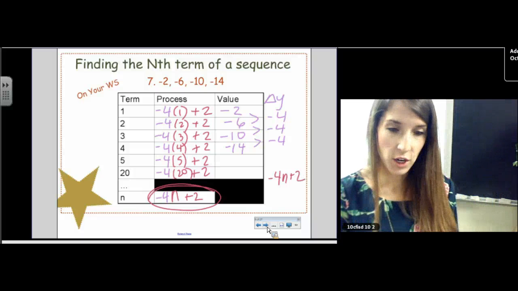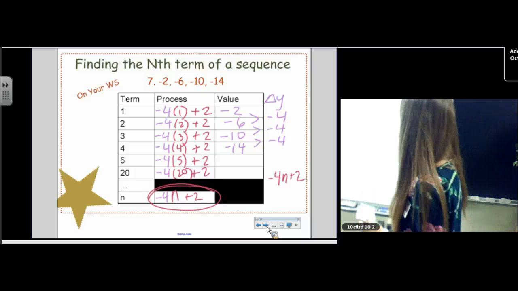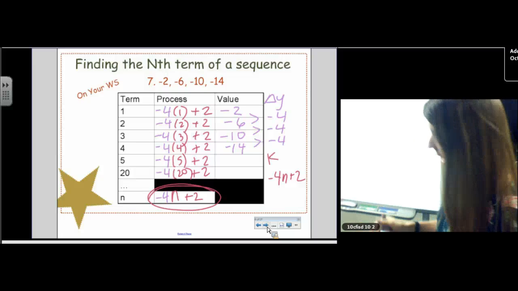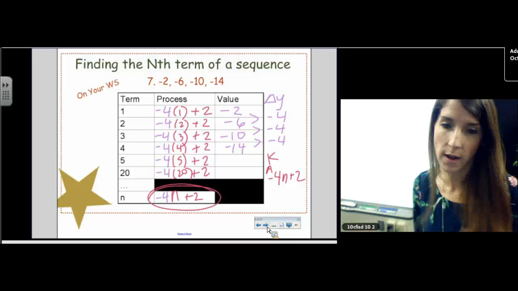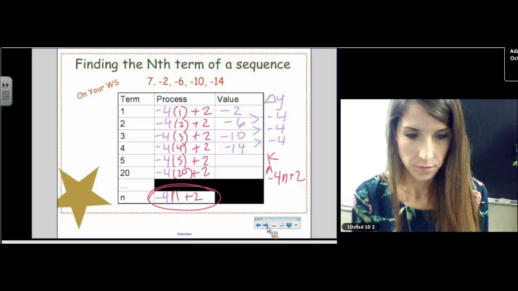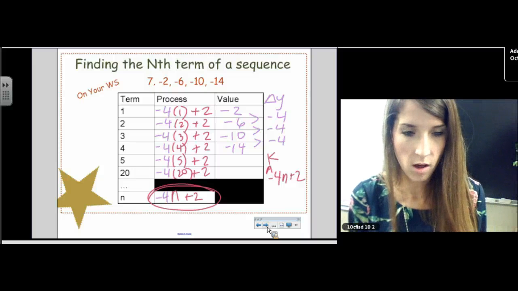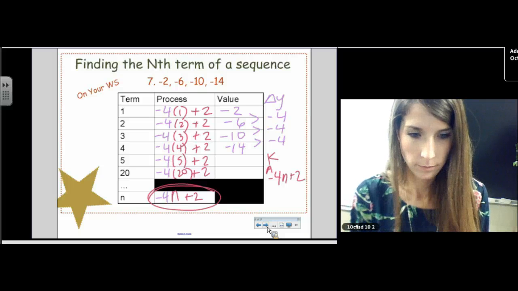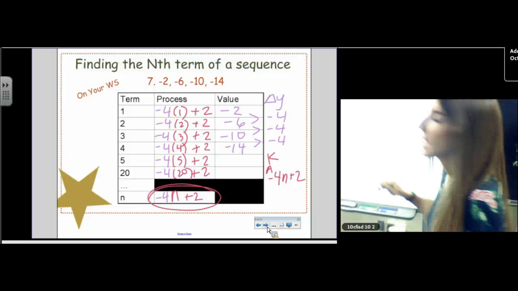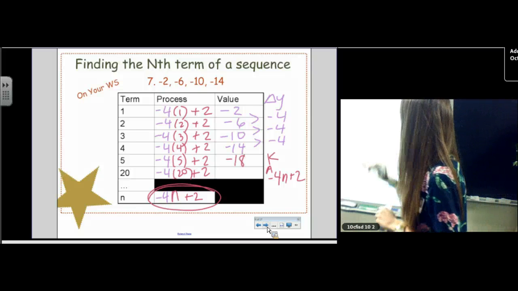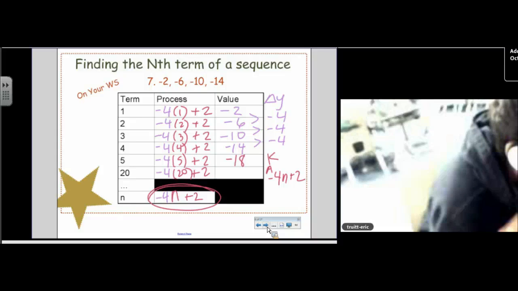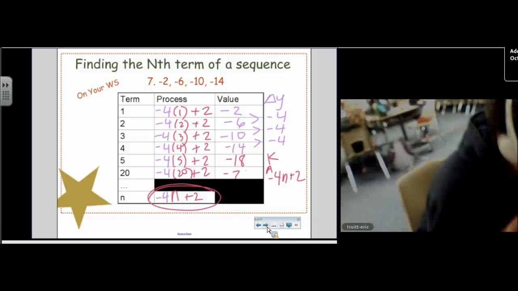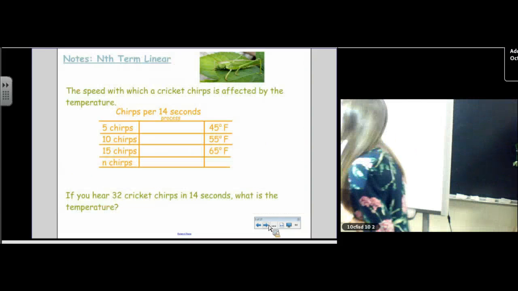Our fifth term, Karthik, do our fifth term. And Alton, do our 20th term. Yes, negative 18, very good. And negative 78. Okay, moving on.